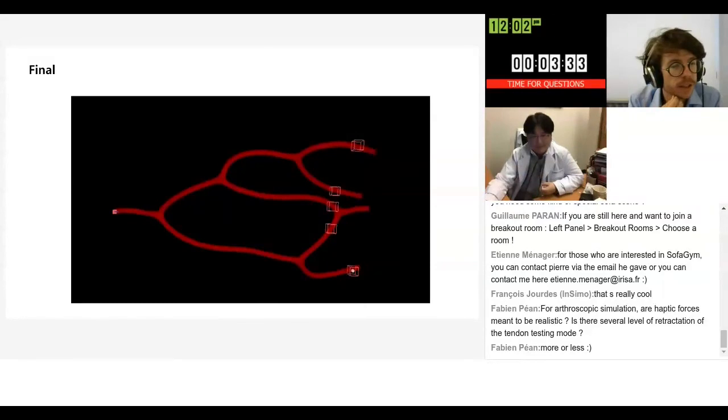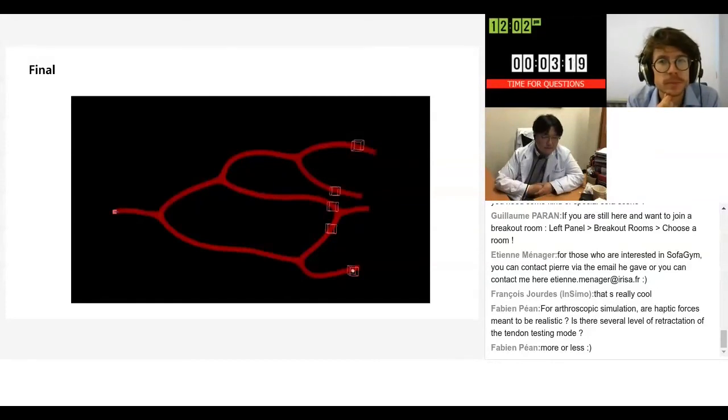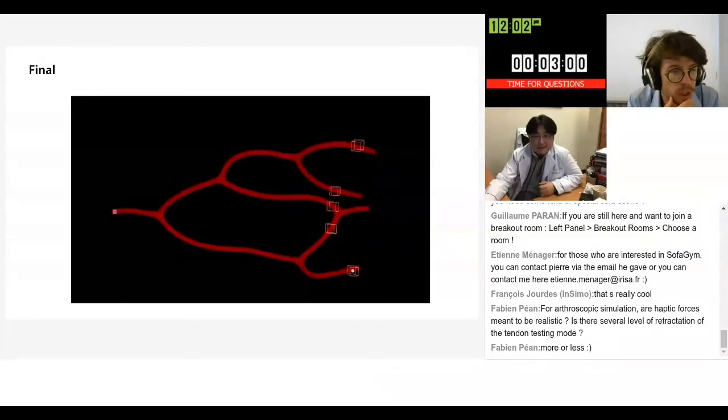And are there several levels of retraction of the tendon in the testing mode? That was the second question of Fabien. I think I should say there was only a single level. I'm not sure about the meaning of this. What do you mean, Fabien? If you can specify a bit more, at least I don't know personally what it means. Is the level of retraction some kind of strategy to access the tendon, or a different kind of location?